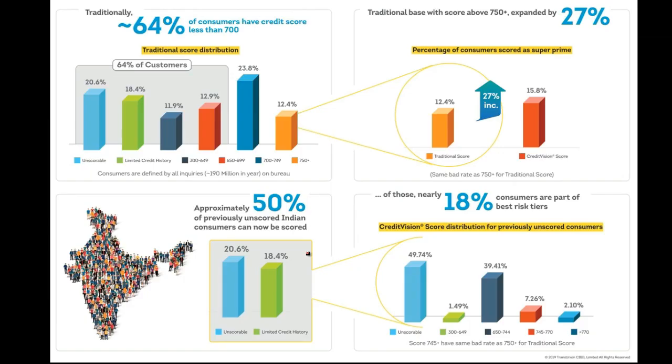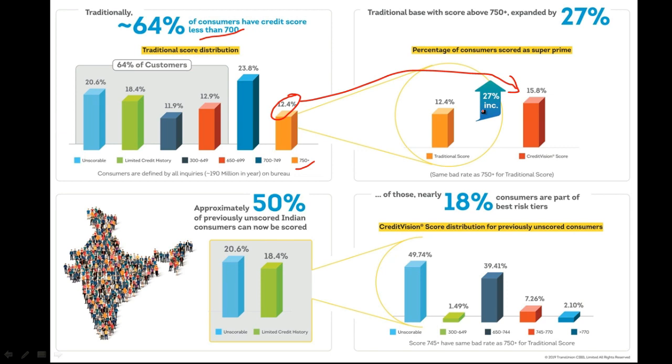Okay. Next is how it is going to affect the industry. This data is available from CIBIL's website. I will put the link in the description if anyone wants to find it. Earlier, in the traditional model, 64% of consumers had a credit score between 700 and 750. Scores more than 750 were just 12.4%. This 12.4% would increase to 15.8%. So that is a 27% increase in the consumer base because of the new version, that is credit version 3.